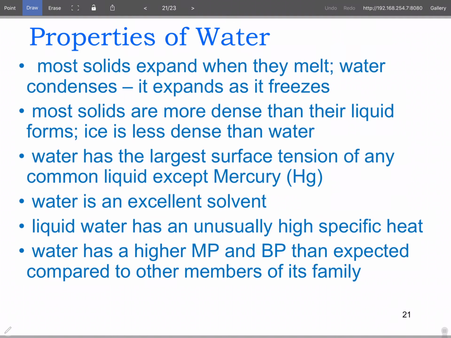All right, properties of water. Now, this to me is really interesting, you don't have to fill in this thing. I just want you to think about it. Most solids expand when they melt. Water condenses. So if you put ice in a cup, it's going to occupy more room than it does if it was liquid water. And this is really important because when ice freezes, it gets less dense. So it freezes on top.